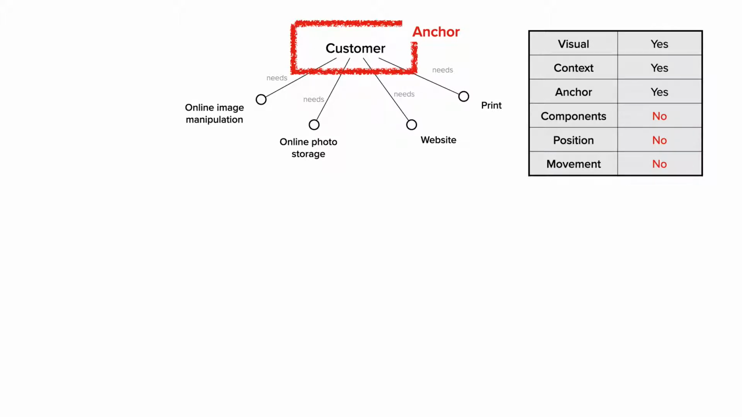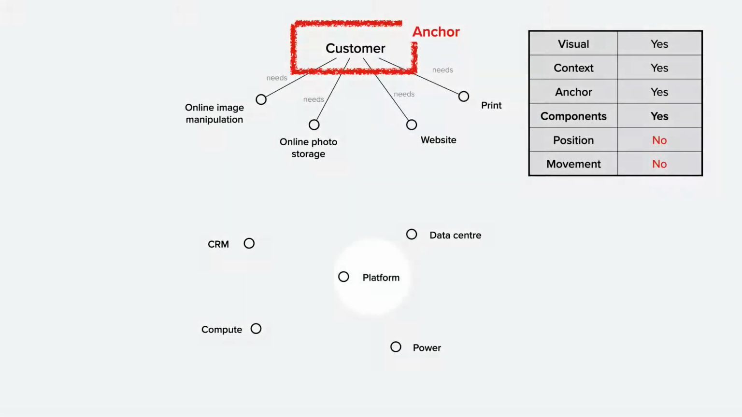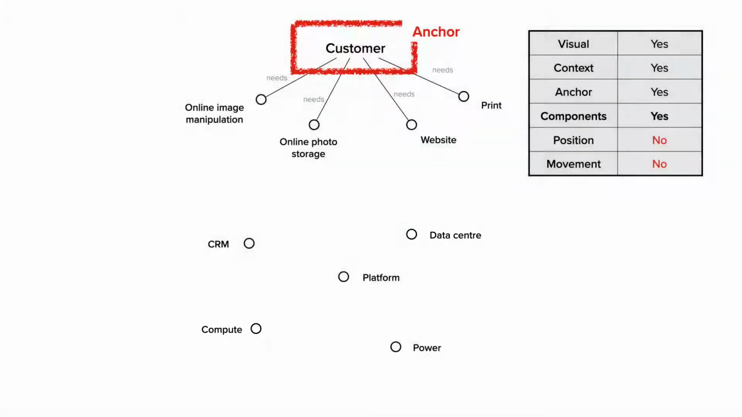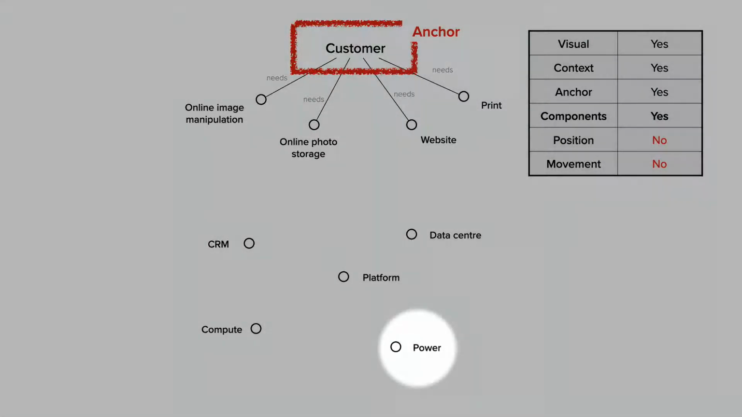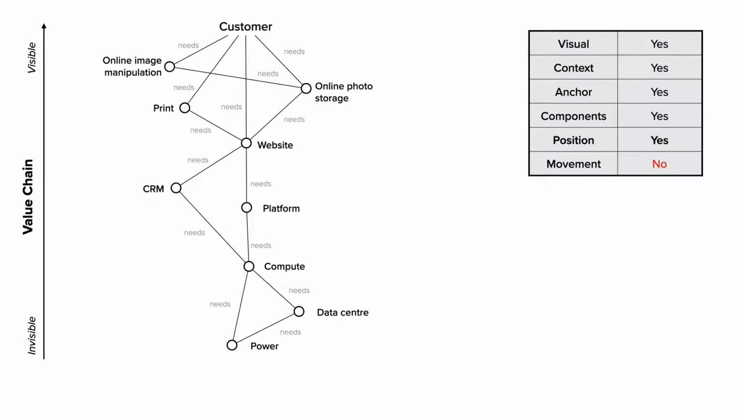Users needed a place to store, edit, and print their digital photographs online, and Photango used these components to satisfy those needs. A CRM, so users could access their photos and not somebody else's, a platform to run their software on, computers, a data center to store data safely, and a power source on which to run all the above. Connecting these together shows Photango's value chain, what they needed to do to satisfy their users' needs and create value.